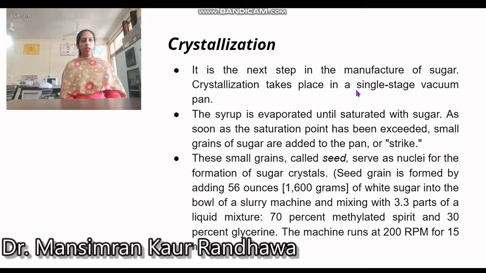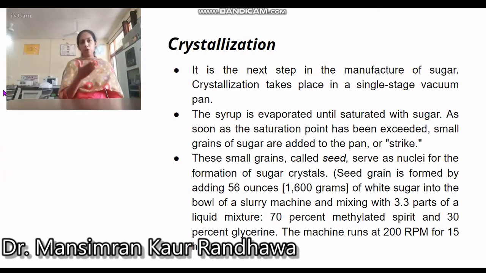Crystallization takes place in a single stage vacuum pan. Two words are being applied, single stage. We used multiple stage evaporators, but here we are using the single stage vacuum pan. Vacuum means the vacuum has been applied. The syrup is evaporated until saturated with sugar.